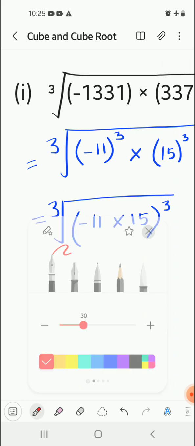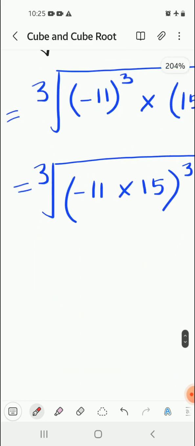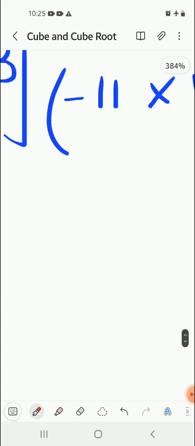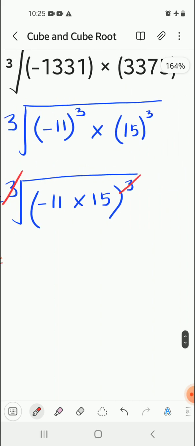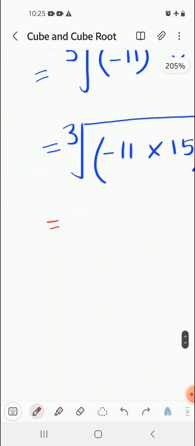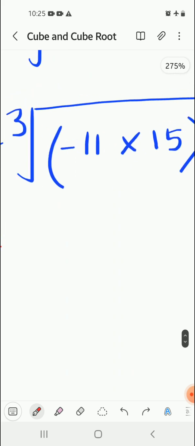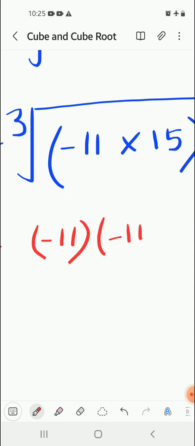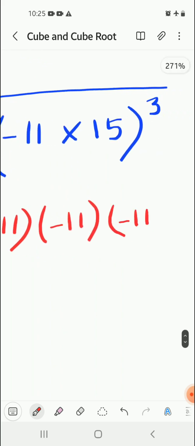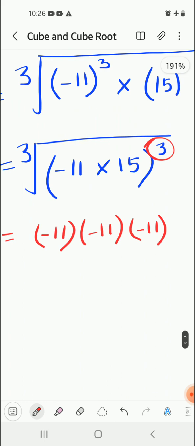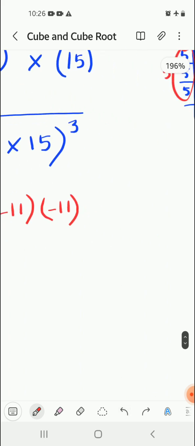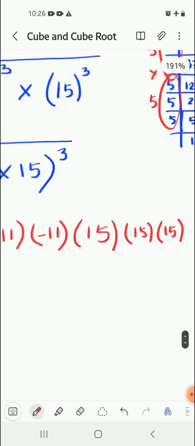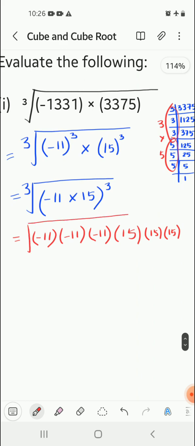See, these are cubes, which means for simple purposes we can either cancel this with this, or you can do one thing. I'll show you more practically how it happens. This actually means that minus 11 is multiplied 3 times, because 11 cube is given, and 15 is also multiplied 3 times. So it is basically 15 into 15 into 15. And the whole thing, we have to find the cube root of the whole thing.